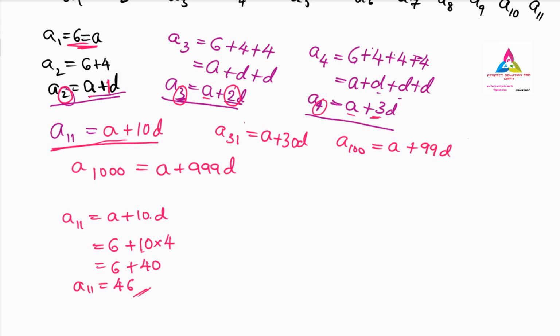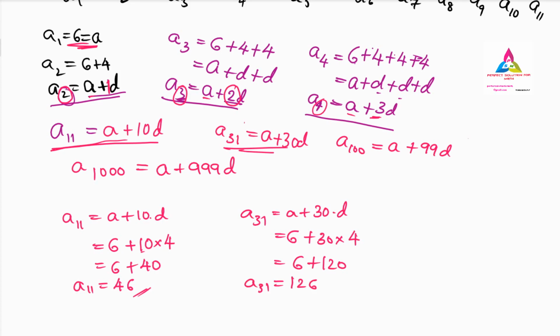Similarly, if you want to find the 31st term, the formula is A plus 30D. So A plus 30 into D. The A value 6 is given, 30 as it is. What is the D value? That is 4, the difference is 4. So 30 into 4 is 120, and 120 plus 6 is 126. So we found the A31st term also. We can find any term using the formula.